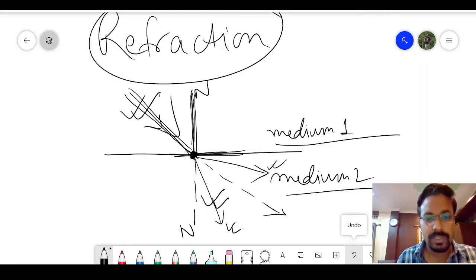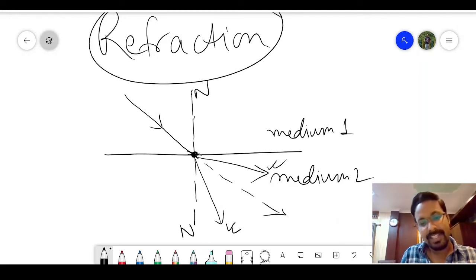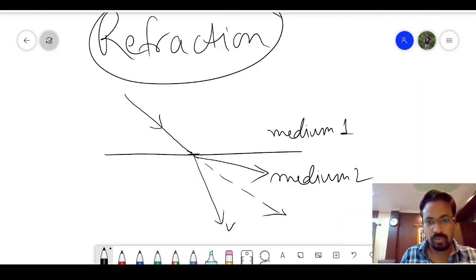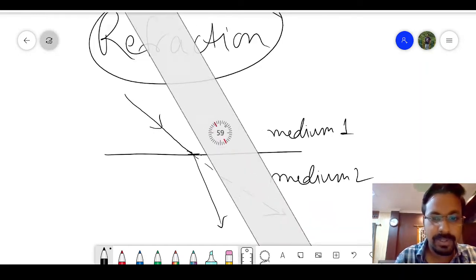Let us erase a bit of this stuff. So we have these things here. Now, let's draw the normal once again. Let us use the scale, it will be easier for us to draw.